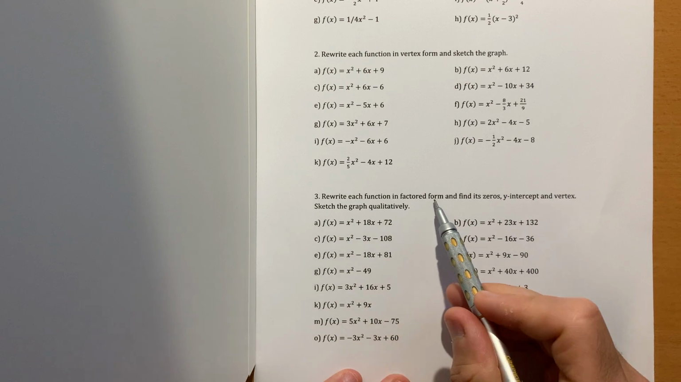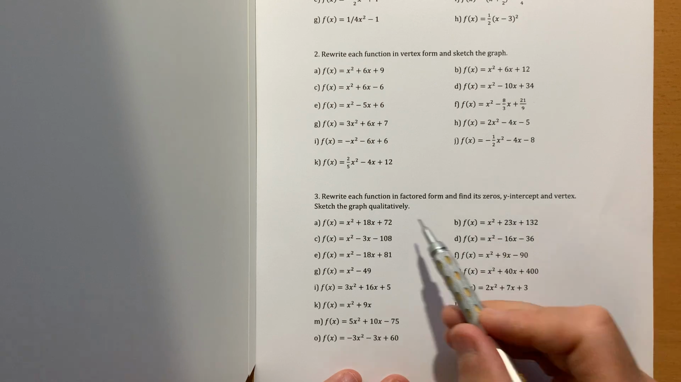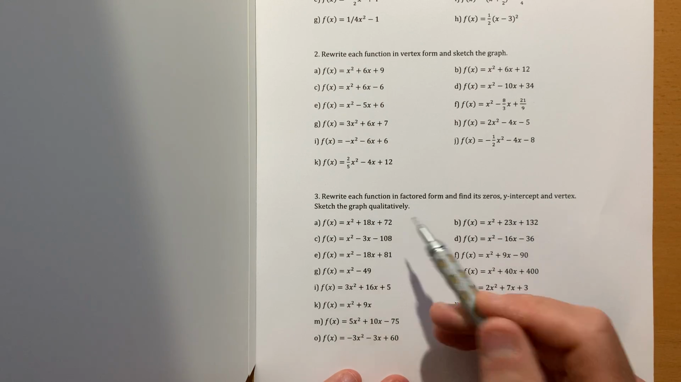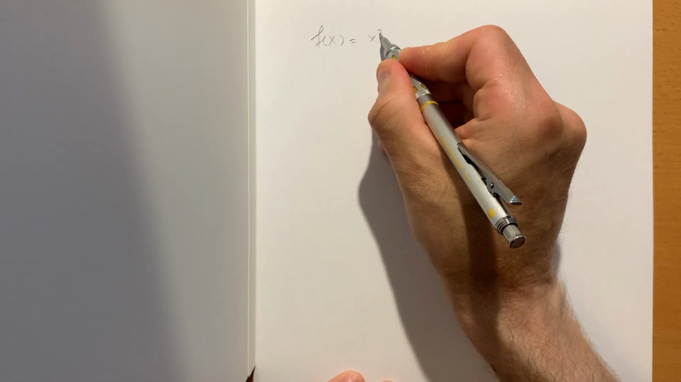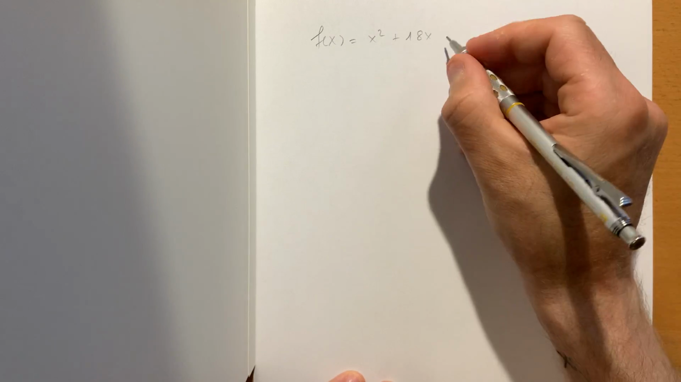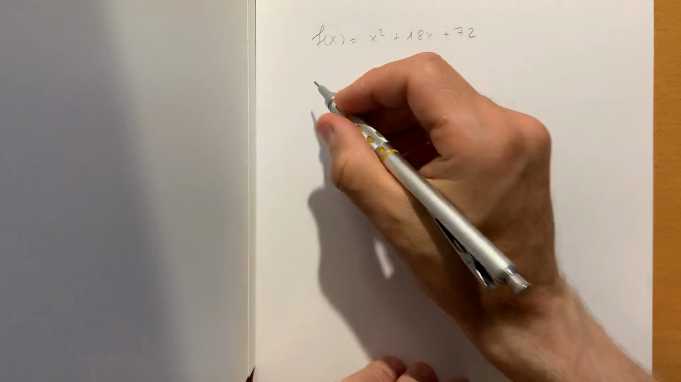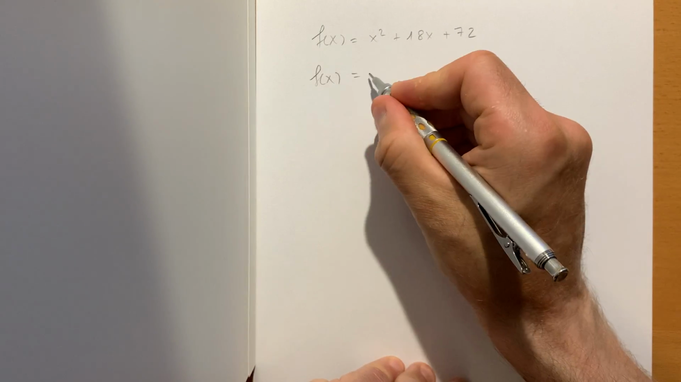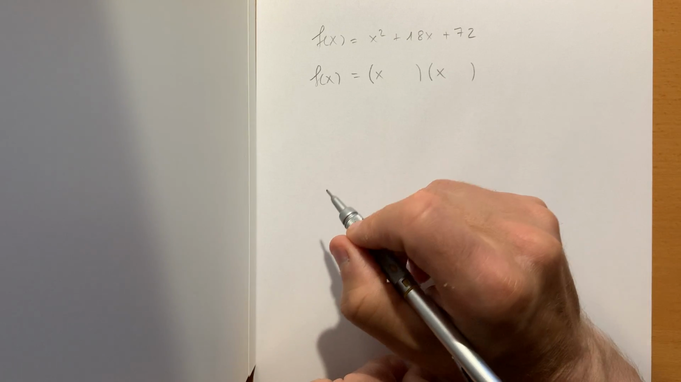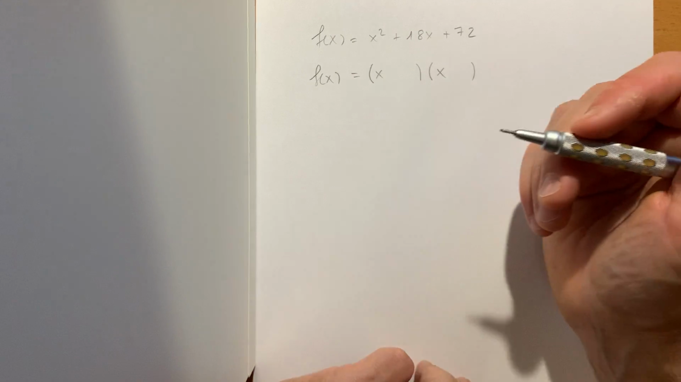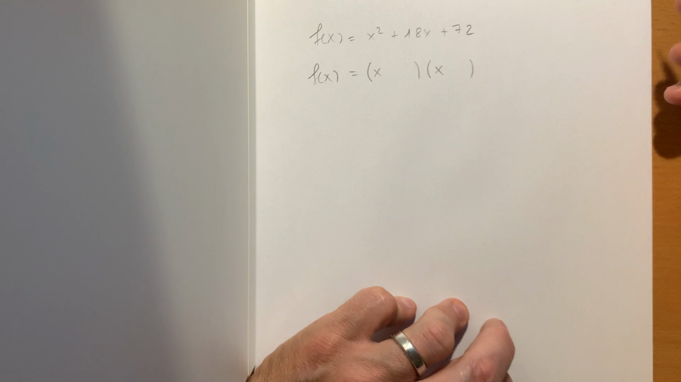Rewrite each function in factored form and find its zeros, y-intercept and vertex. Sketch the graph qualitatively. So let's start with the first one. f of x is x squared plus 18x plus 72. So now we need to write it in factored form. (x )(x ). Okay, so this is the ansatz that we're looking for. I told you it's not always possible, but well, the first few are certainly possible here.